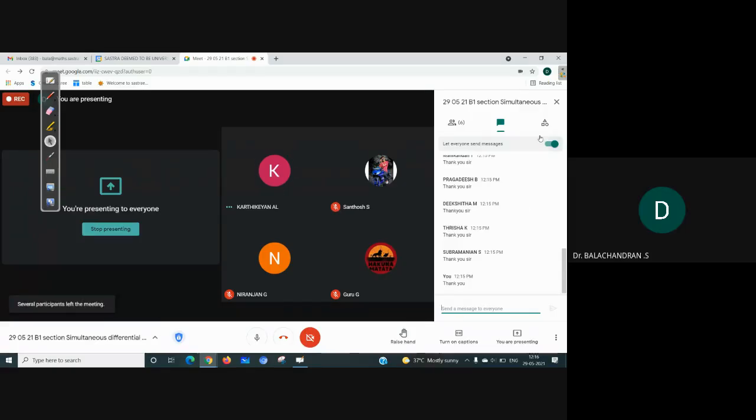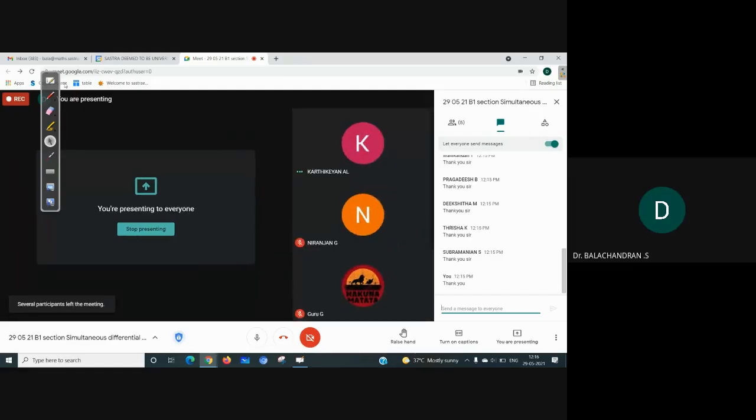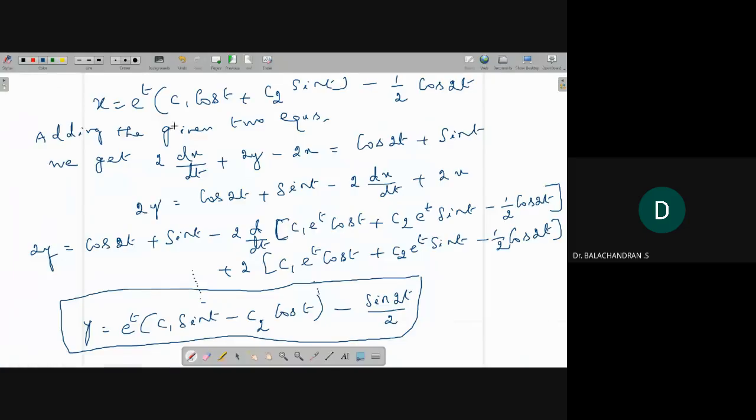Sir, what is the final answer? Final answer for this problem, x and y. Already I found x. The only thing you should find is y. But y, I gave the answer, the final answer here. So x and y together give the answer for this problem. You should complete it, it will take some time. It's just a calculation, that's why I leave it to you.